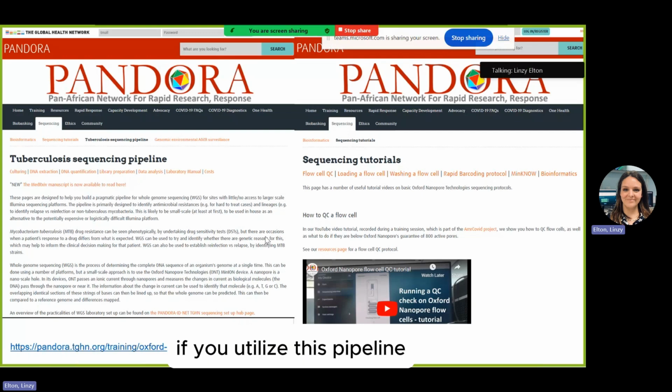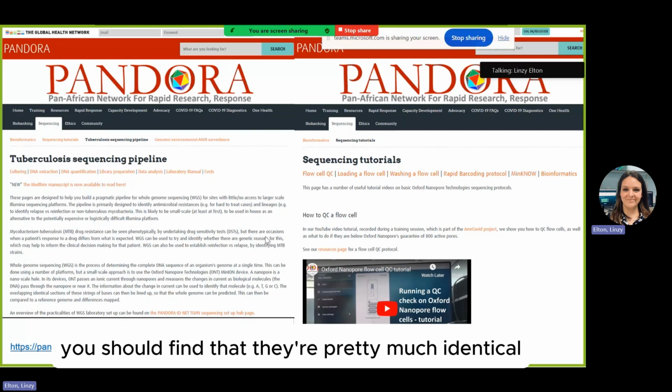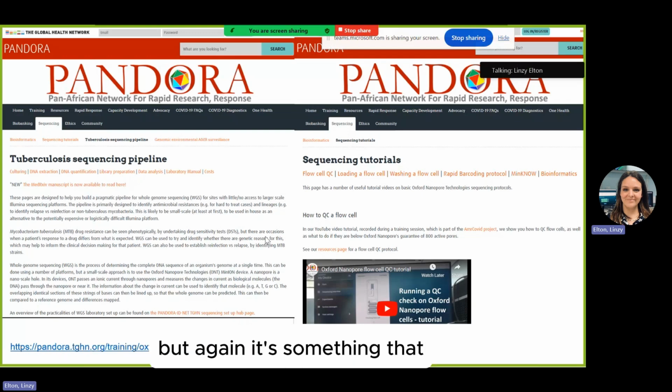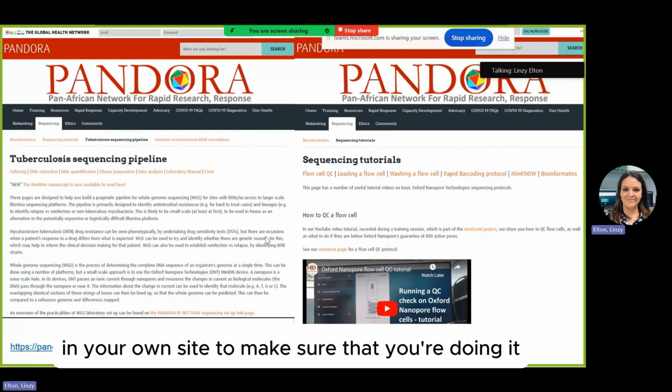So if you utilize this pipeline, and then validate it against Illumina, maybe for the first few times, you should find that they're pretty much identical, and you shouldn't find that there's any accuracy issues. But again, it's something that you would possibly need to validate in your own site to make sure that you're doing it accurately.